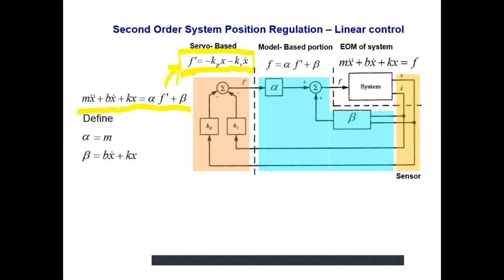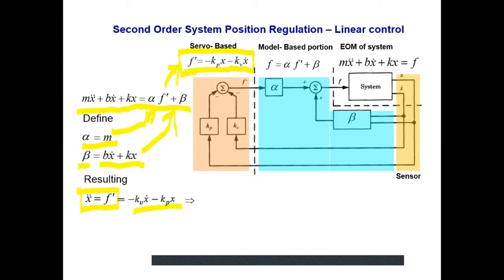It is defined that the value of alpha is equal to the value of mass and beta is equal to this expression. After substituting the value of alpha and beta, we get this expression, that is x double dot is equal to f dash, and we know that f dash can be written equal to minus kp x minus kv x dot. Finally, the resulting equation will be x double dot plus kv x dot plus kp x will be equal to 0. This will be the closed loop dynamics of the system.